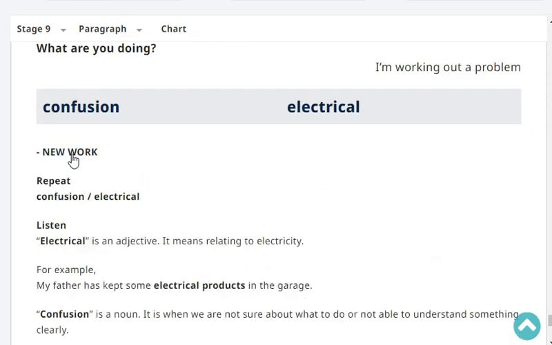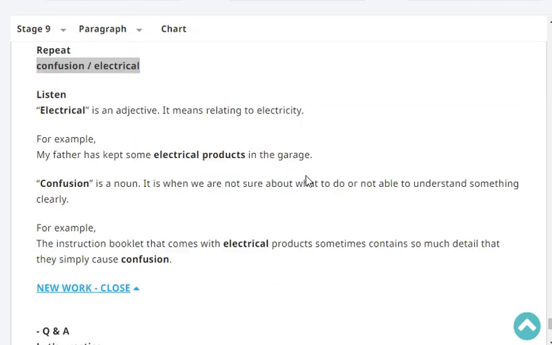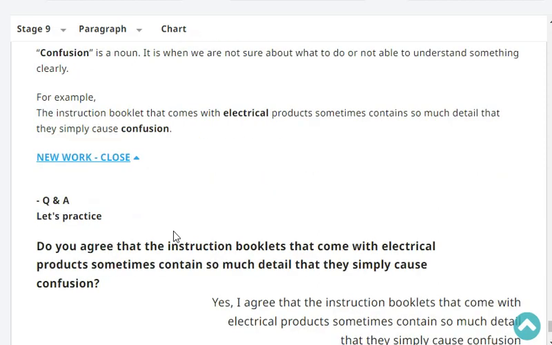Next, repeat confusion. Confusion. Electrical. Electrical. Very good. Okay, listen. Electrical is an adjective. It means relating to electricity. For example, my father has kept some electrical products in the garage. Confusion is a noun. It is when we are not sure about what to do or not able to understand something clearly. For example, the instruction booklet that comes with electrical products sometimes contains so much detail that they simply cause confusion. Now, let's practice.